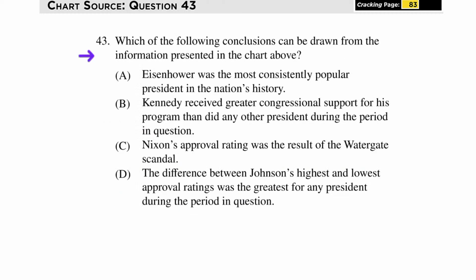So the question is usually worded like this. Which of the following conclusions can be drawn from the information presented in the chart above? So the key is do not use outside knowledge. They want you to base the answer just on the chart.